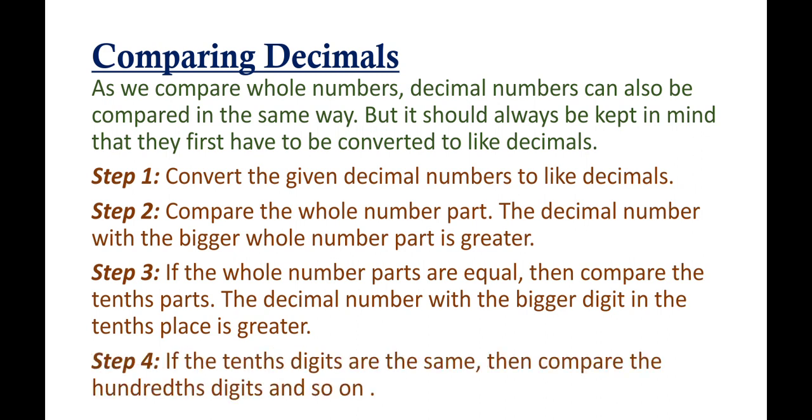Next step is, if the 10th digit place is also the same, then what to do? We have to compare the next digit, that is the digit present in the 100 place. In the same way, if it is the same, then we have to compare the 1000 place. In this way you have to proceed until you get the greater number and the smaller number.